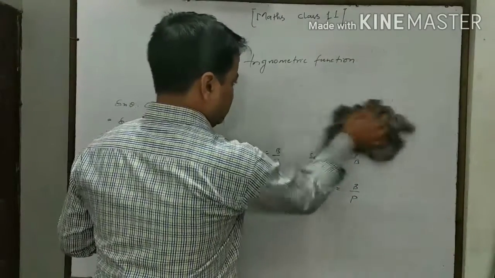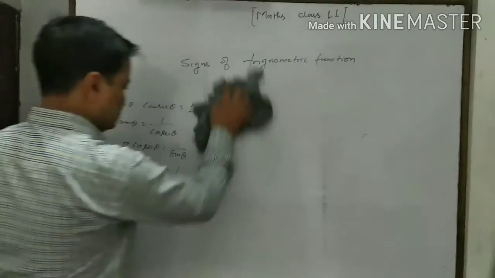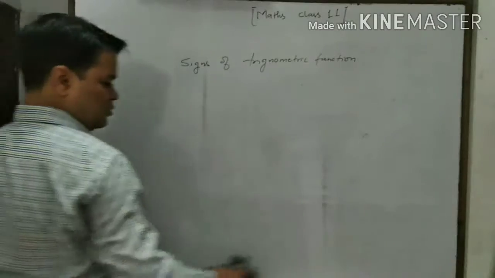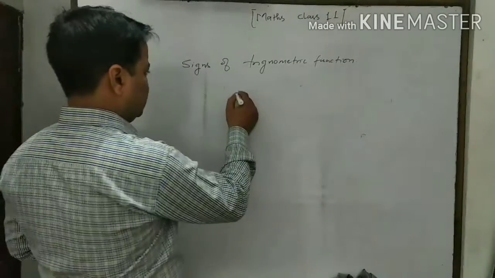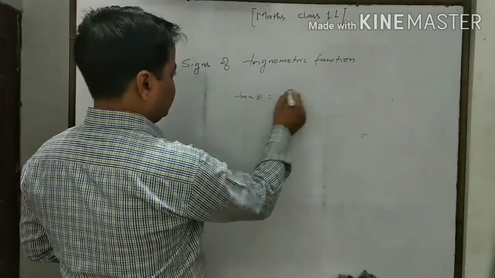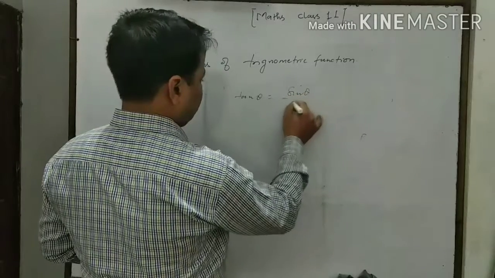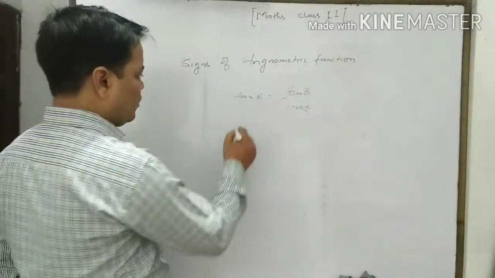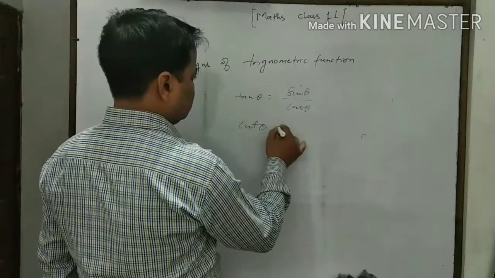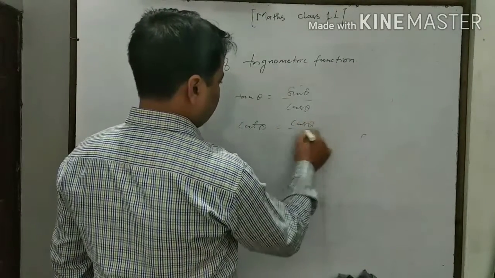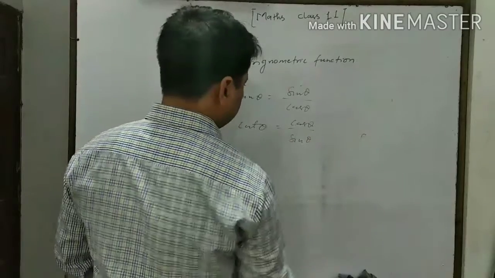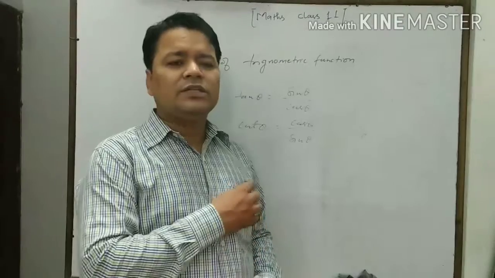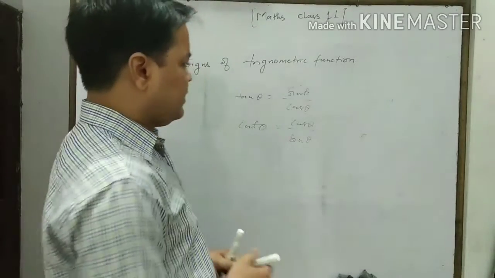After that, we also discussed in lower classes the quotient relation. Tan theta is equal to sine theta upon cos theta, and cot theta is equal to cos theta upon sine theta. Quotient relation. After that, we have square relation also.